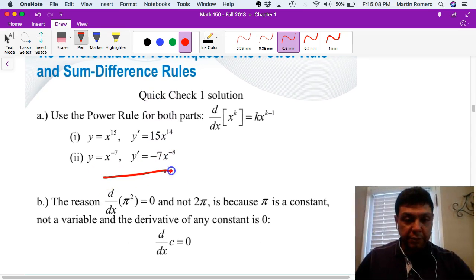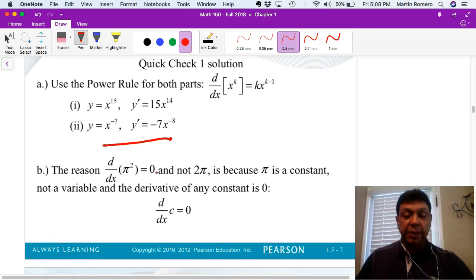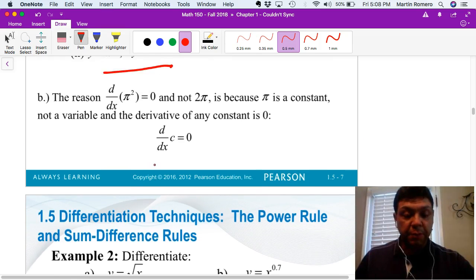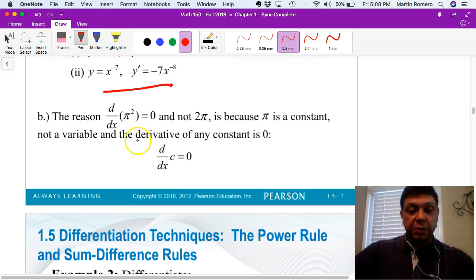Here's your quick check solution, the one that we did already, so you can look at the explanation there if you need it for your notes. That's the introduction. We're going to look at some more, but I'll do another video. That's the introduction to your derivatives.